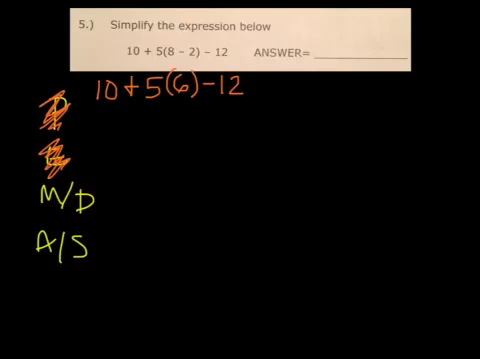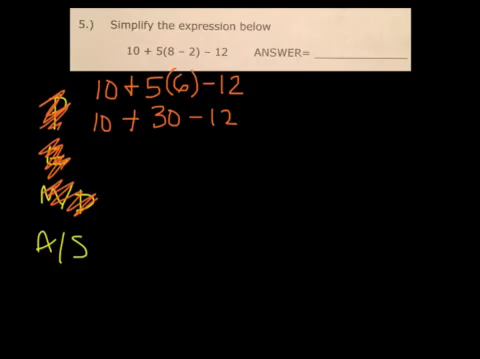The next thing in our list is multiply or divide. Well, I see a multiply, but it's kind of secret. 5 right beside the parentheses. 5 times 6 is 30. Then I'm going to copy everything else down that's beside it. I don't have any division, so I'm done with that.